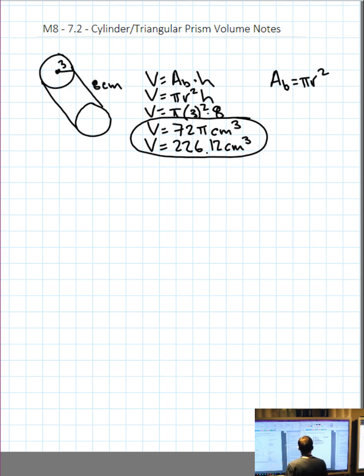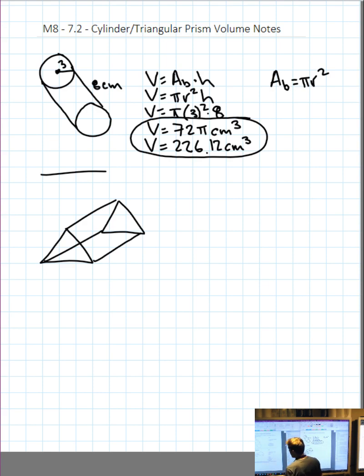Okay, let's take a look at a triangular prism. So if we draw a triangle and we draw another triangle and then we connect the corners, and let's give a base of 8 and a height of 3 and a height of the prism of 10 and a slant height of 5. I'm going to cross out that 5 because we're not using the slant height in the volume calculation.